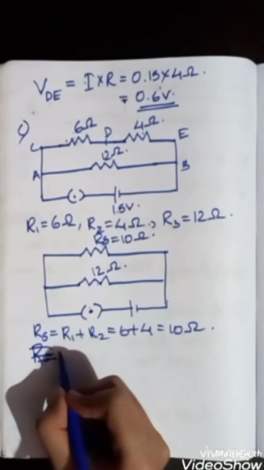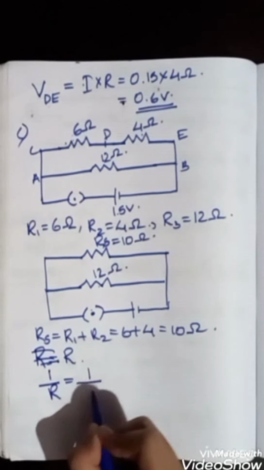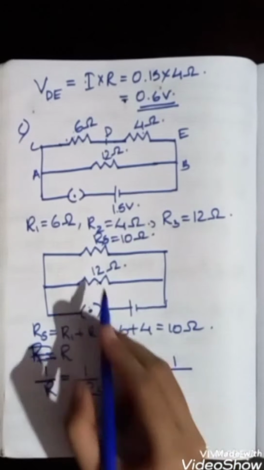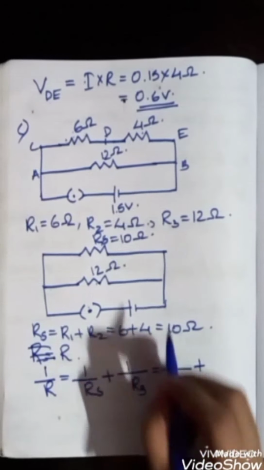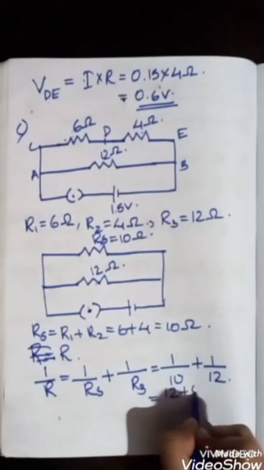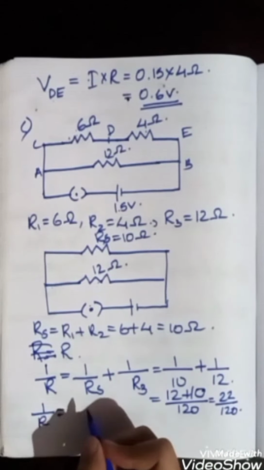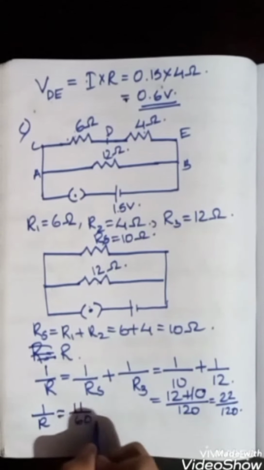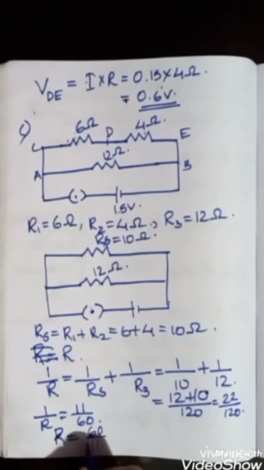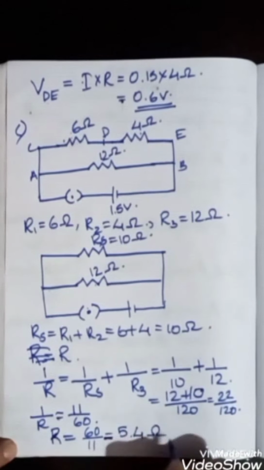So the effective resistance can be denoted by the letter R. For a parallel combination, 1 by R is equal to 1 by RS plus 1 by R3, that is 1 by 10 plus 1 by 12. On cross multiplying, 12 plus 10 by 120 is 22 by 120. Then 1 by R is equal to 11 by 60. Therefore the effective resistance R is equal to 60 by 11, the reciprocal of this, which is 5.4 ohm. This is the effective resistance.